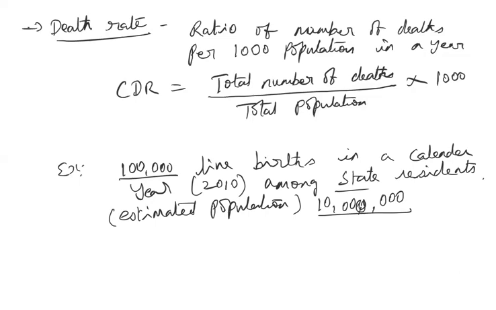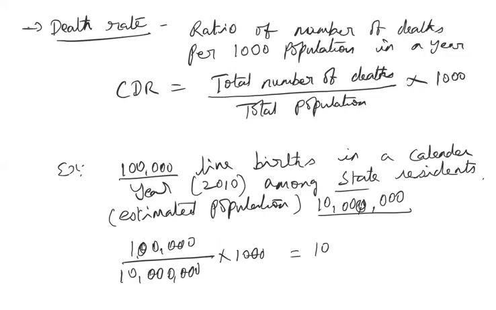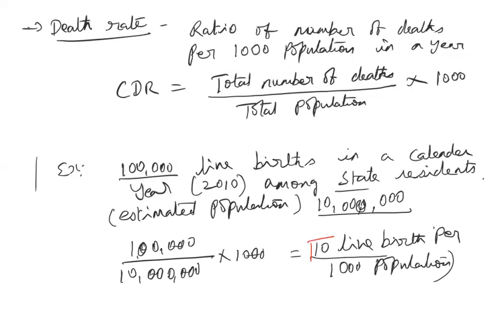So how do we calculate? So what do we get here? 100,000 divided by 2000, you are getting 10 live births per 1000 population. Okay, so this is just an example. So this is how we are calculating the birth rate.